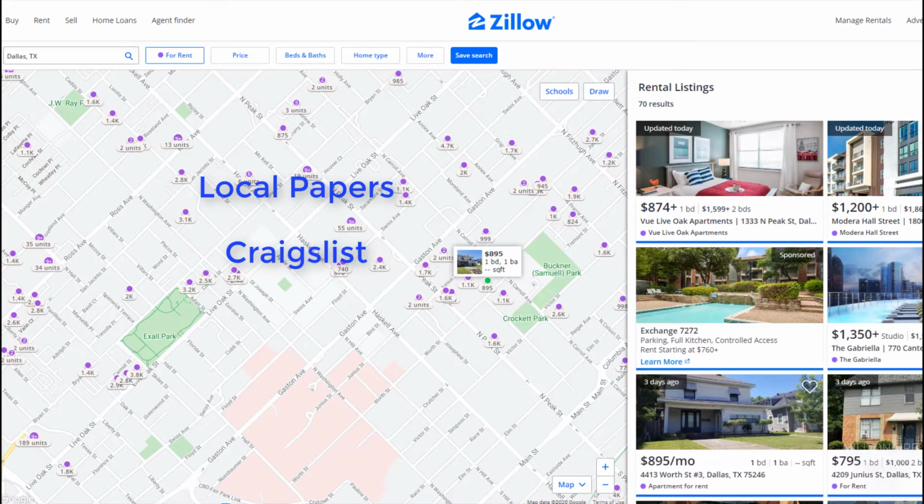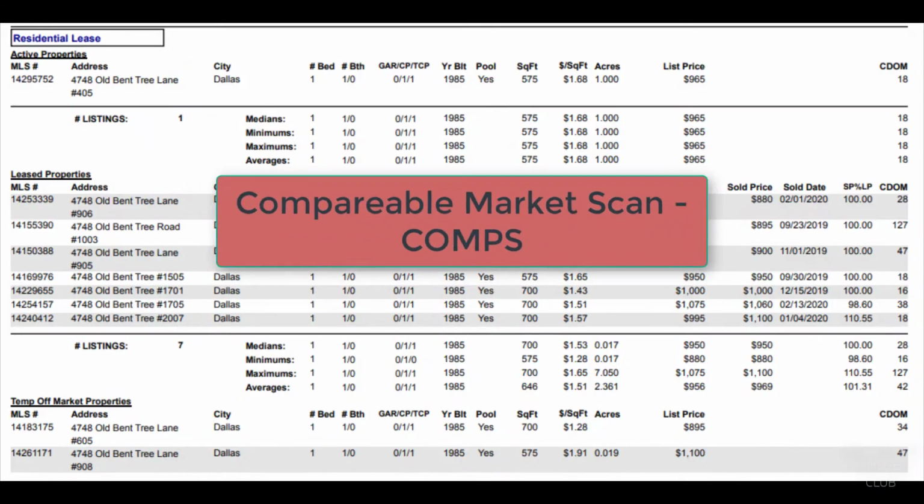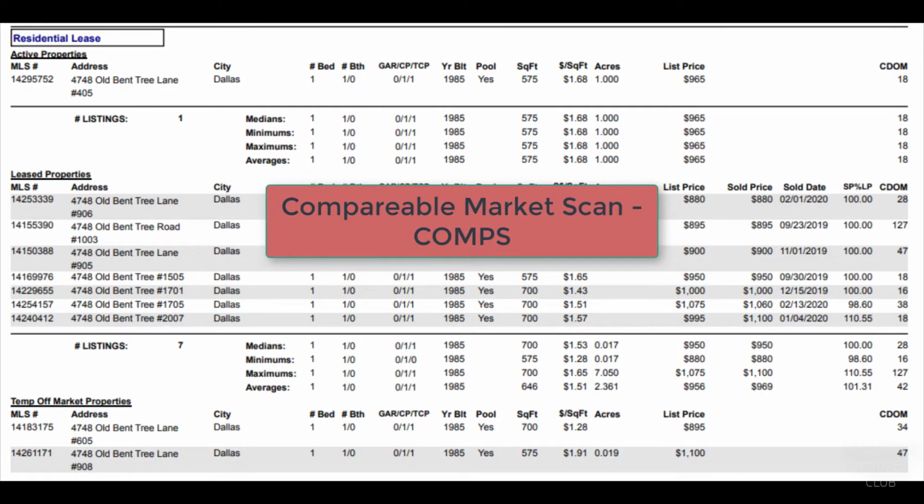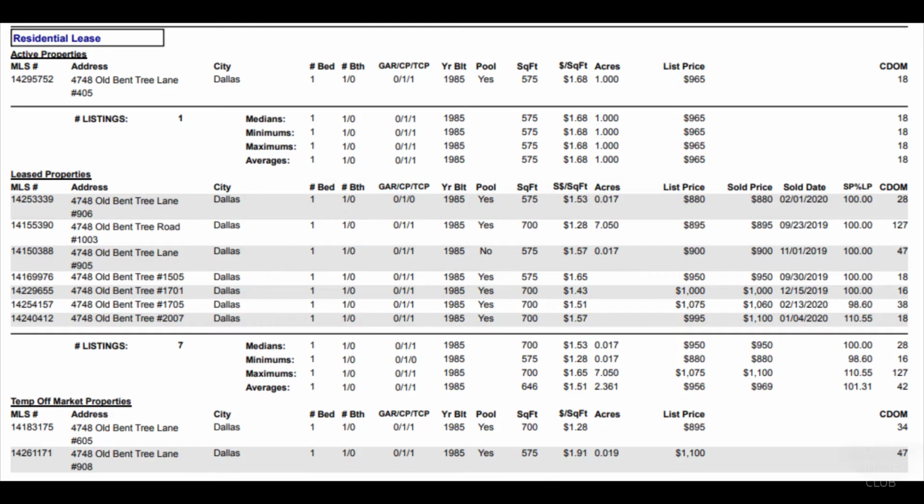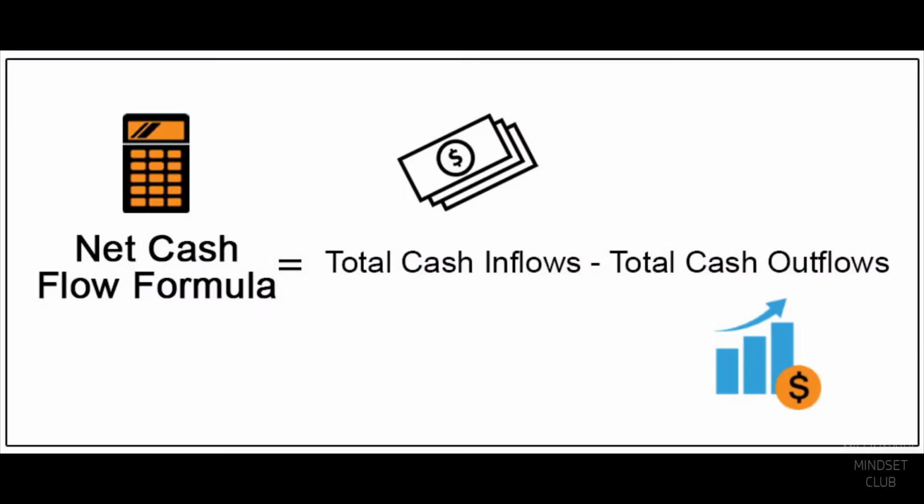If you're working with a real estate agent, and I recommend that you do, then your agent should be able to run a comparable market scan and give you an average of what your property could rent for. Here's an example of a comparable market scan that my realtor ran for me. She compared the property that I was looking to acquire with similar properties in the same area. Over here you can see what other properties rented for. This gave me an accurate estimate of what my property could have rented for. Say you come up with a number and your property will rent for $1,200 a month. Now we have one part of the equation solved.